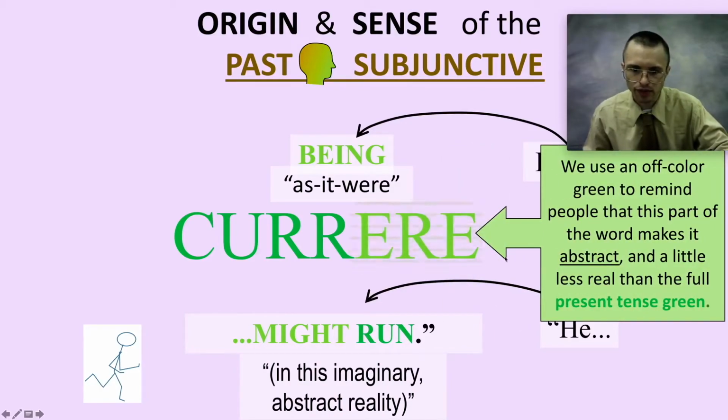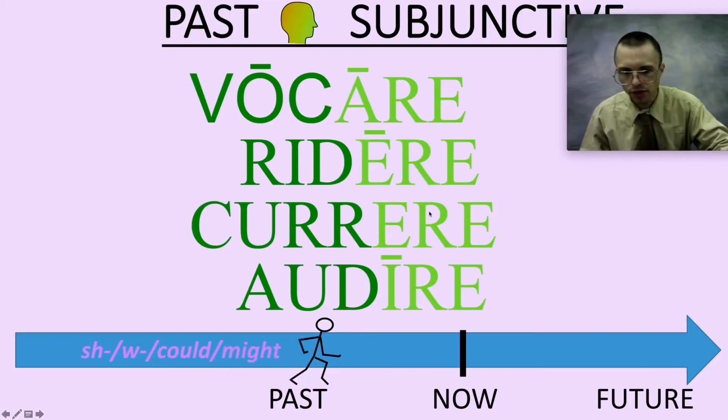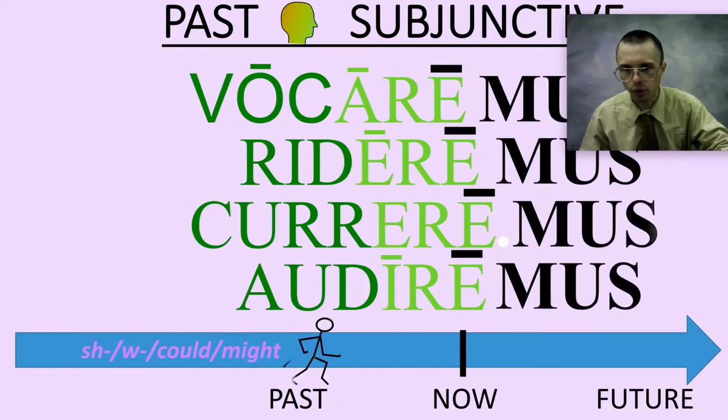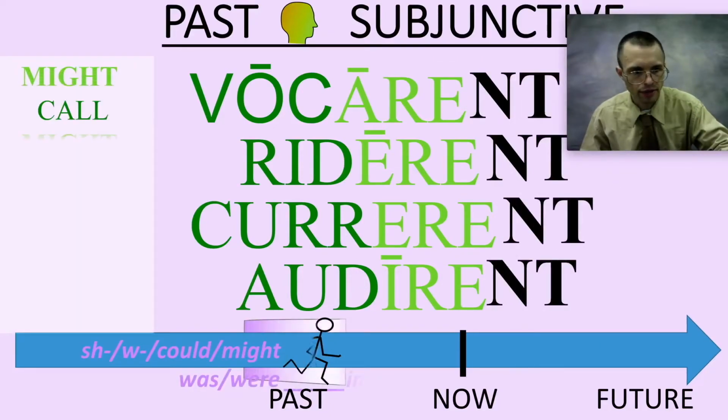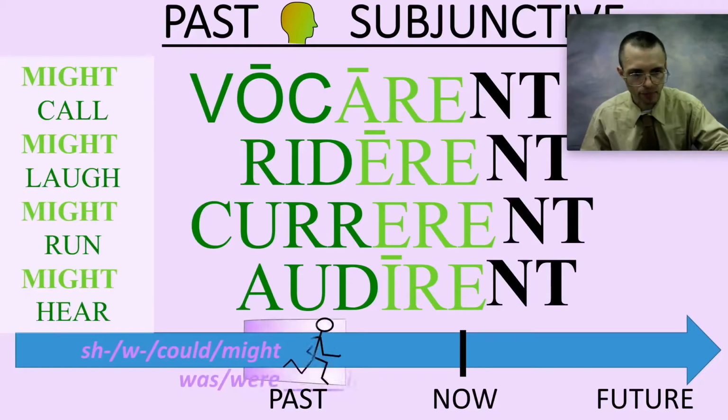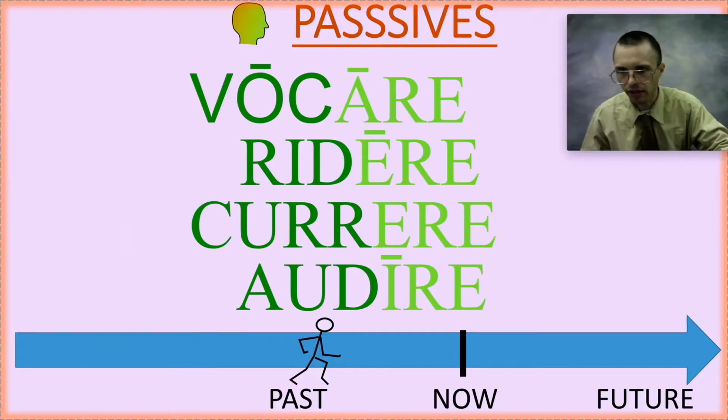And notice that I use a special color here, which is a little more faded, so you realize that it's not the full, real green, but it's the abstract, less real, more potential, not actual kind of an event. So just take your infinitive then and stick on your endings. I would call, you would call, she would call, we would call, y'all would call, and they would call. And the translations are simple. Should, would, could, or might, any of them.